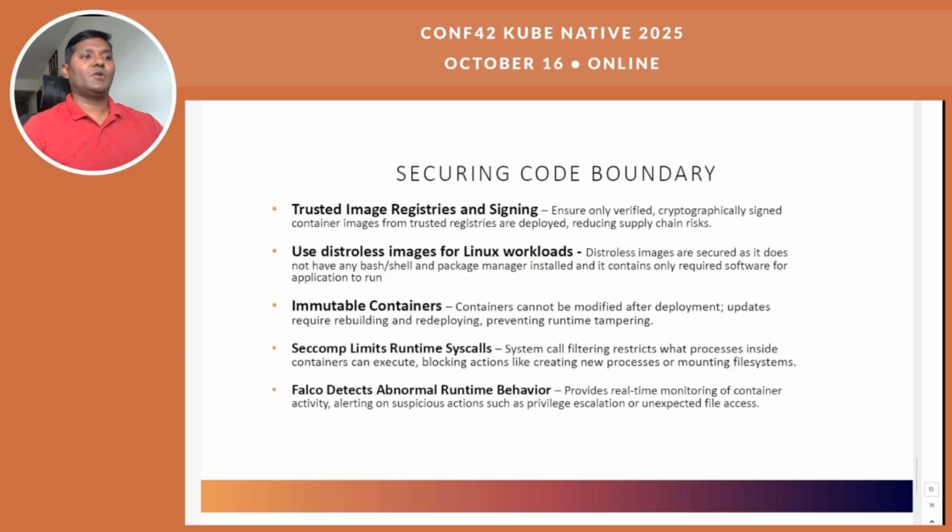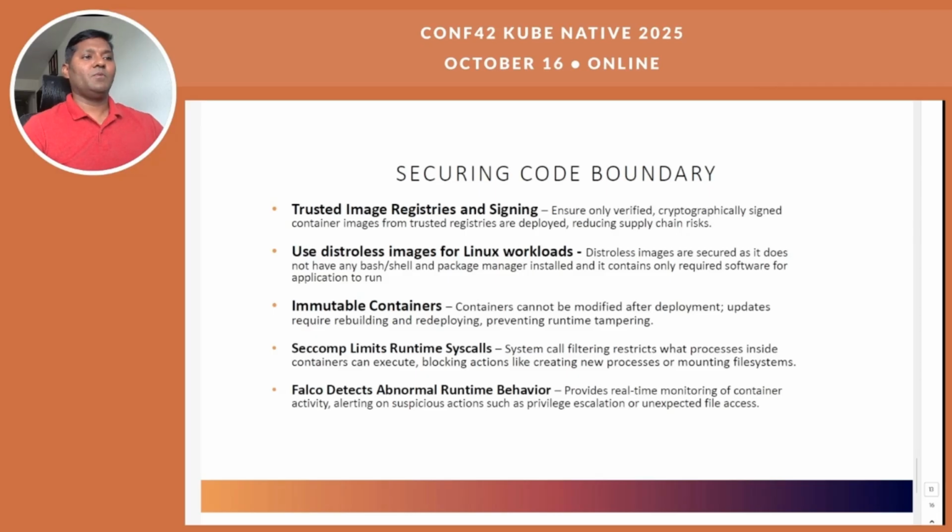For Linux workloads, distroless images provide an additional safeguard. These images do not contain shells, package managers, or other utilities that attackers could exploit, reducing the attack surface to only components required for the application to function. Next, immutable containers prevent any modification after deployment. If updates are needed, a new image must be rebuilt and redeployed, ensuring that runtime tampering or unauthorized changes cannot occur.